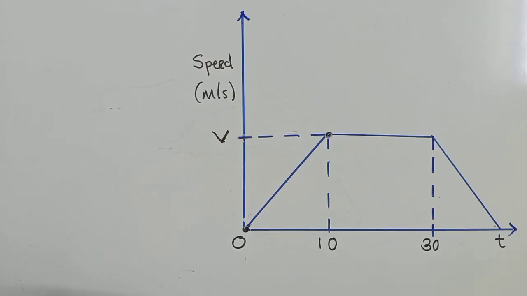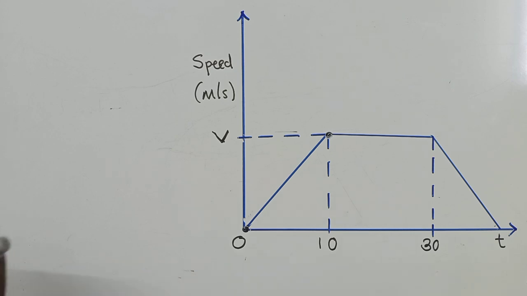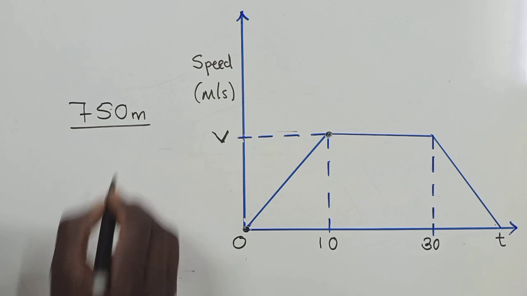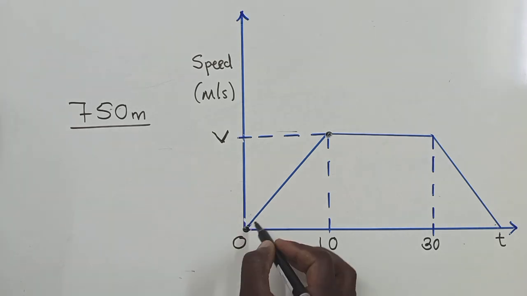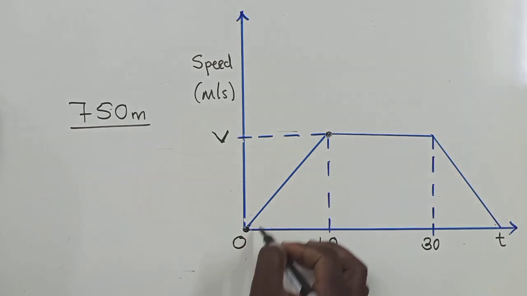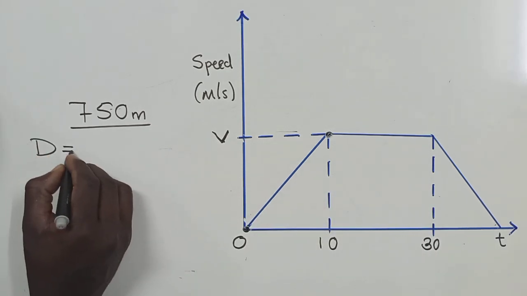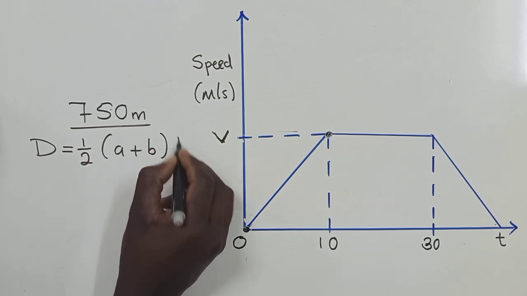The next question here, they want us to find the value of t given the distance from here up to here is 750 meters. So they have given us this distance. What are we going to do in order for us to find the value of t? We'll take advantage of the shape that is here. We have a trapezium. So we use the formula for finding the area of the trapezium. So we say distance is equal to 1 over 2 (a plus b) h.